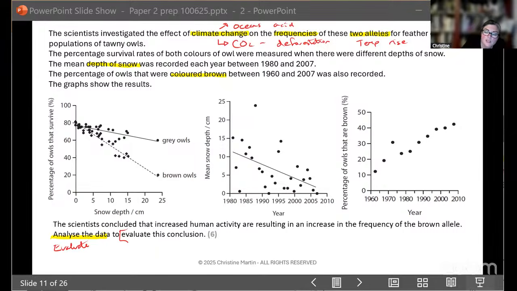So when you look at this, you can quite clearly see that there is a negative correlation. So there's a negative trend here. We've got negative correlation. It's going down because I can see that with my line. So I've got my grey owl trend line, and I've got my brown owl trend line.